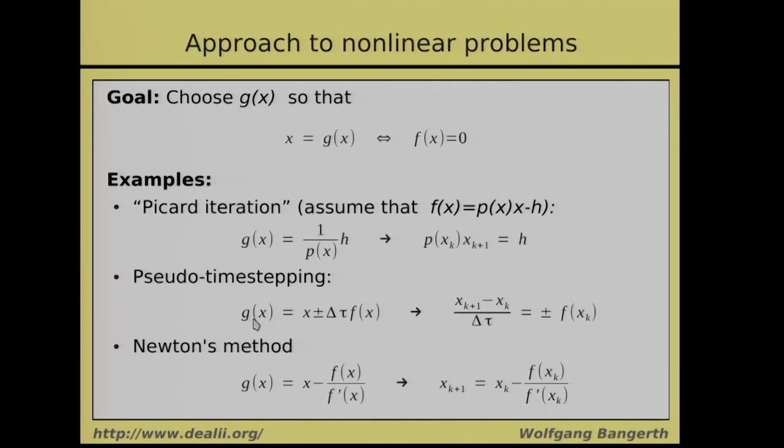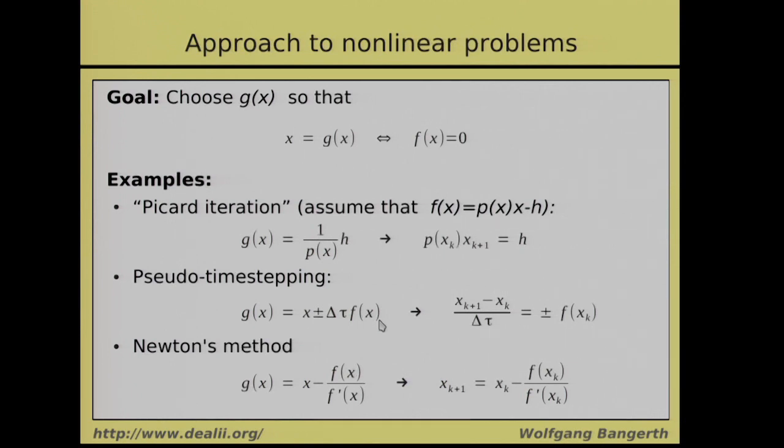So with this choice of g, I get something like this. I get xk plus 1 equals g of xk. Okay, so that means xk plus 1 equals xk plus or minus delta tau f of xk.